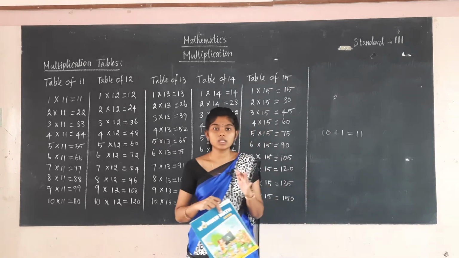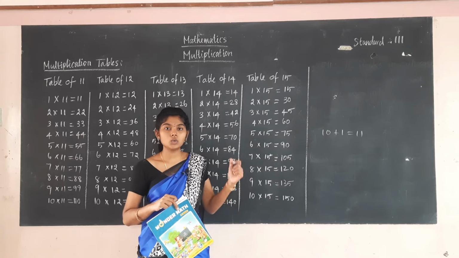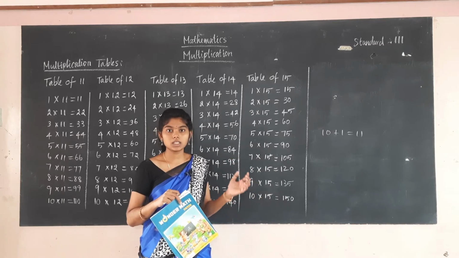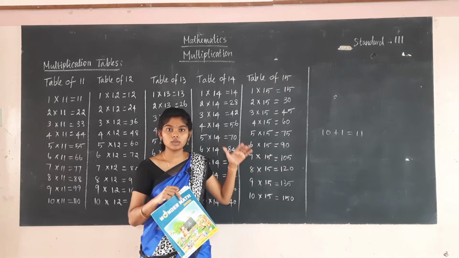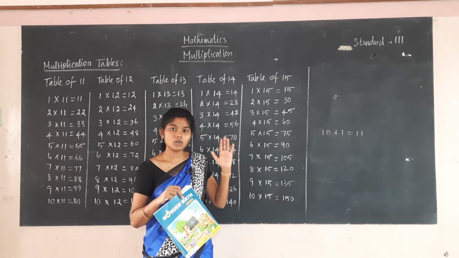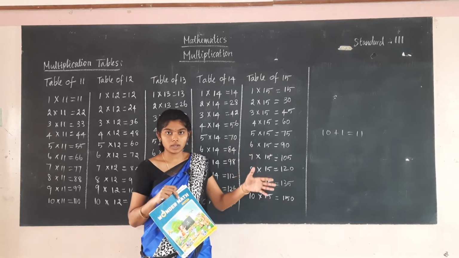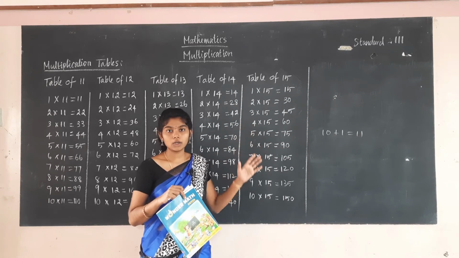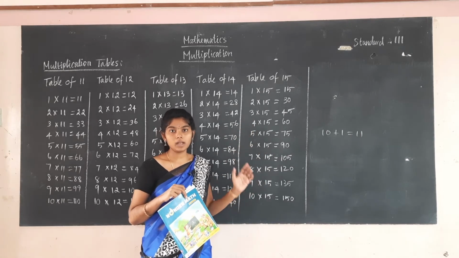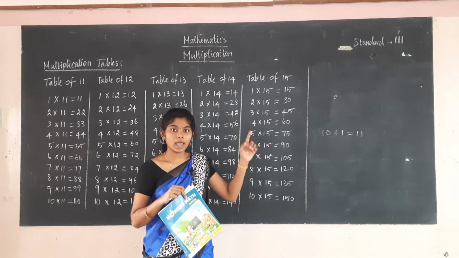For the 10th table, you know 1 10 is 10, 2 10s are 20, 3 10s are 30, 4 10s are 40. These are the things you know for the 10th table. And the 1 table also you know, 1 1 is 1, 2 1s are 2, 3 1s are 3, likewise up to 10. So with these two tables, the first answers are 1 10 is 10 and 1 1 is 1.